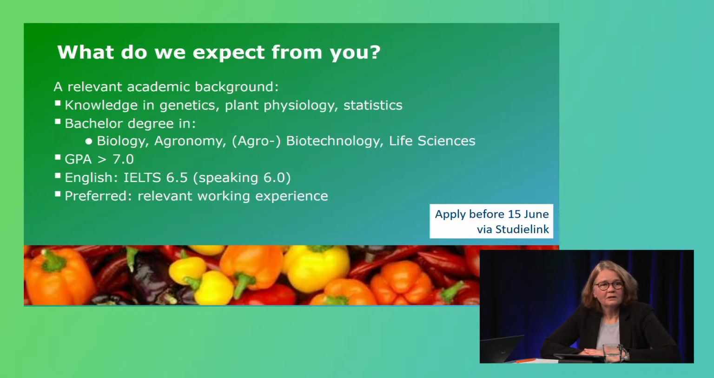In addition, all our master's education at Wageningen University is taught in English. So it's really important, and it's actually also an admission requirement, to prove your English proficiency. For example, we require an IELTS score of 6.5, with 6 for speaking specifically. We also accept several other tests of English. And also here, all the details are available on our website.